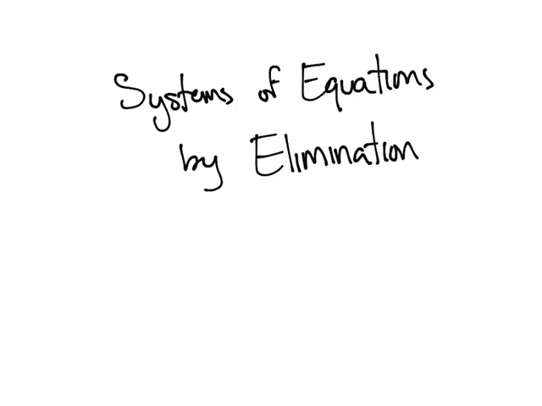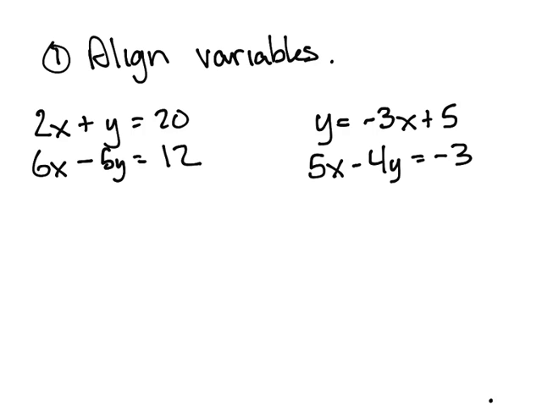Today we're going to really quickly look at solving a system of equations using elimination. As it states in the title, solving by elimination means that we're going to end up eliminating one of the two variables. Let's get started. The first step is to align the variables in your problem.